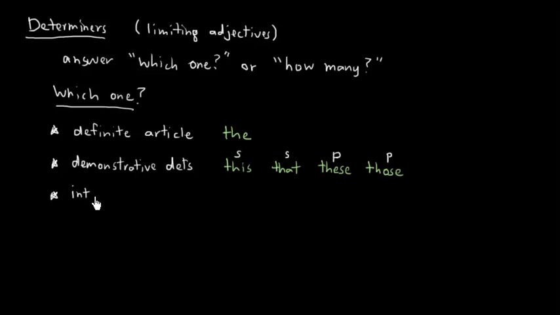Okay, let's move on. The interrogative determiners or adjectives. If we want to ask a question. Okay? And these are words like which, what, or whose. So, which dog, what tree, whose dog, or whose tree. In this case, we want to know who owns it or who possesses it.